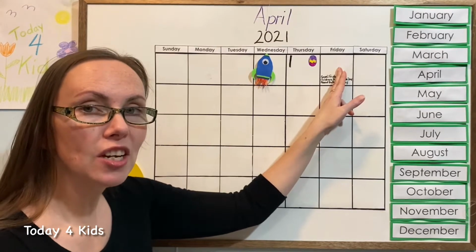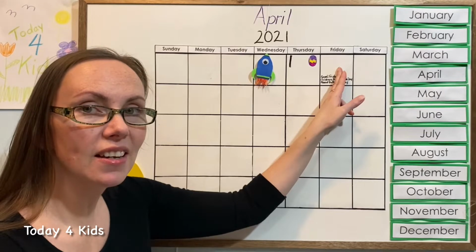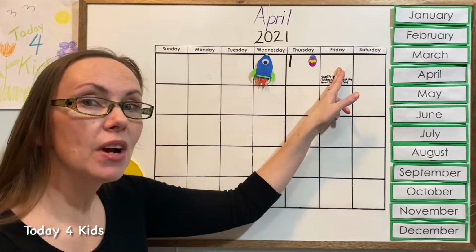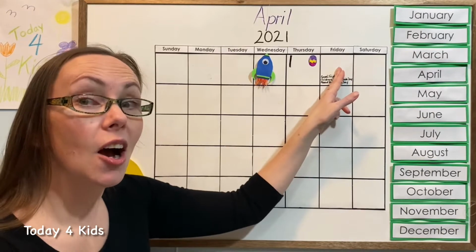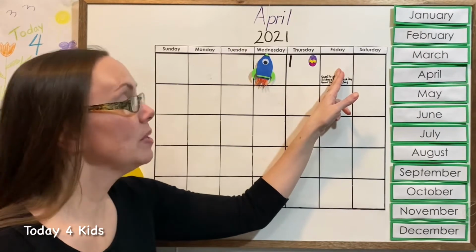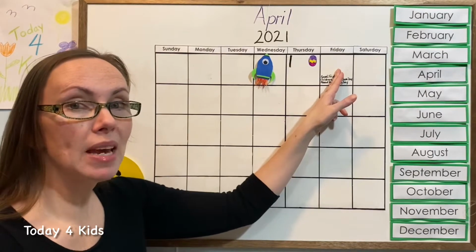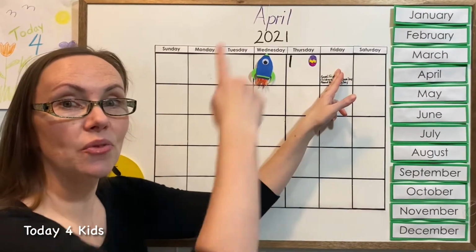What do you think would be a good shape to put in the square for today? I heard somebody say circle. Let's use a circle. And what color should we try? I heard a pink. Pink would be good. Let's try pink. You can draw it on your calendar, on a piece of paper, or in the air with your finger. Are you ready?